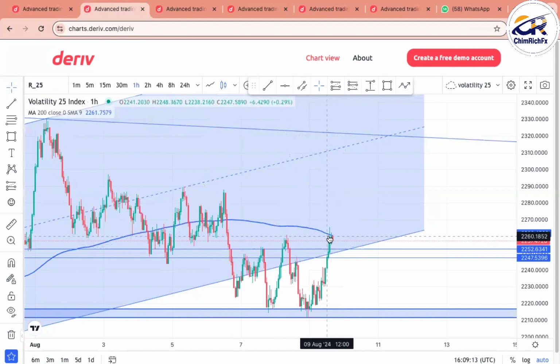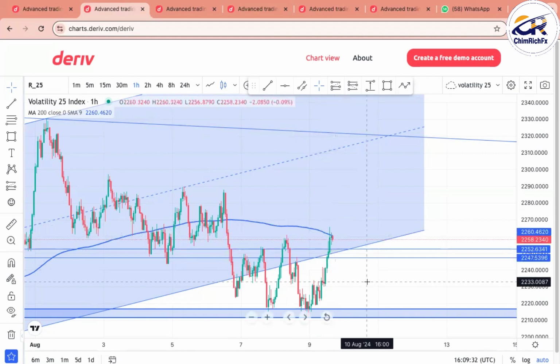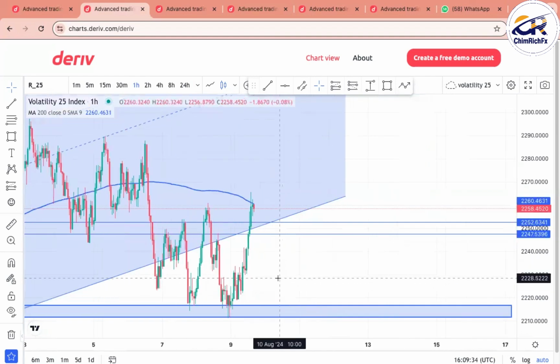Because there is a moving average here from the 1 hour time frame. This is why it's very important to use the moving averages, because it helps a lot to know where the market is likely going to reverse. Now, as you can see, there's a reversal here. There was a rejection here, and currently price is showing a bit of rejection.